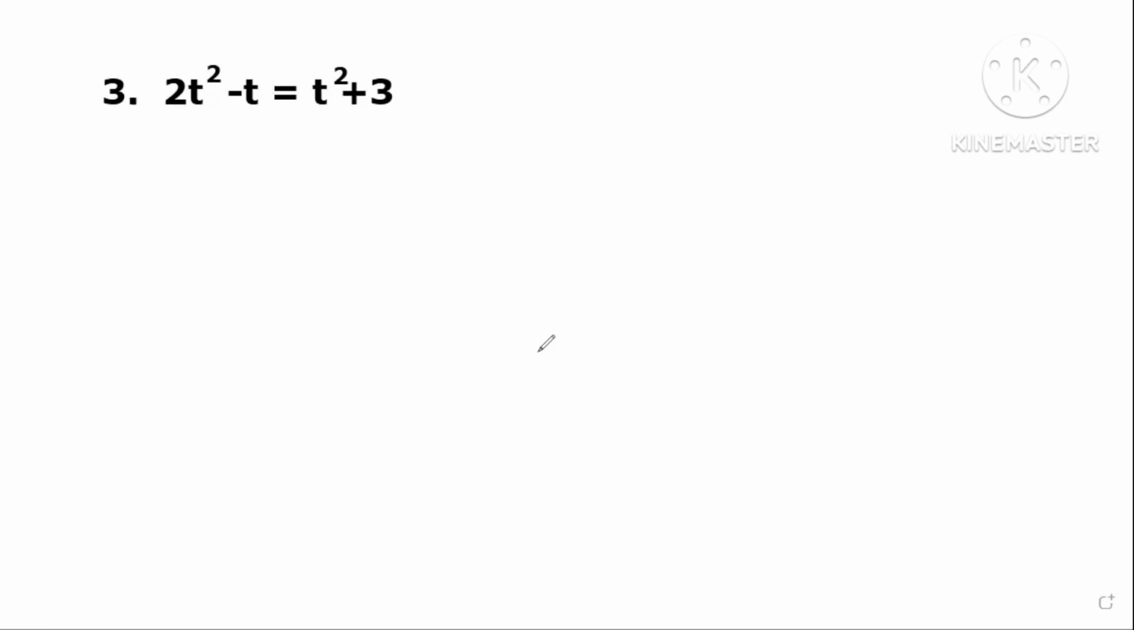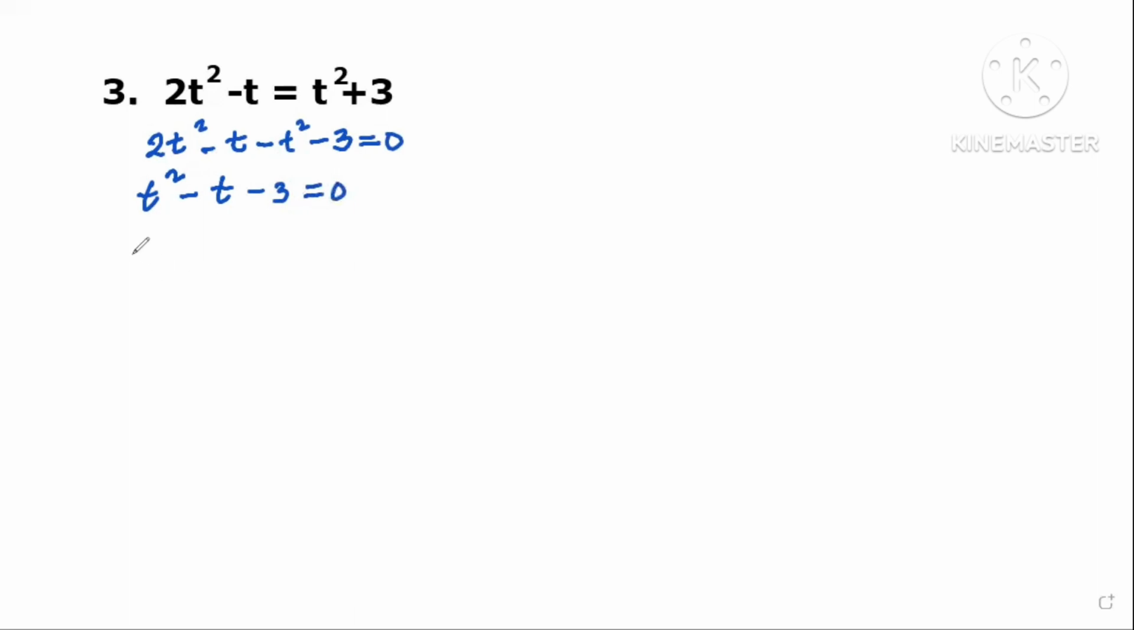Number 3, we have 2t squared minus t equals t squared plus 3. Obviously, our trinomial is not yet in standard form. So, let's transform this into standard form. We just move the t squared and 3 to the other side of the equation. So, we have 2t squared minus t minus t squared minus 3 equals 0. So, don't forget to change the sign, because we moved terms. Now, we can combine 2t squared and minus t squared. So, we have t squared minus t and minus 3 na lang, right?